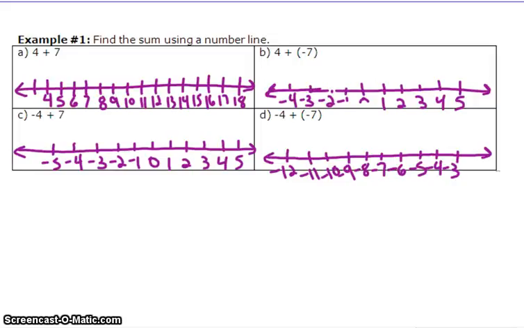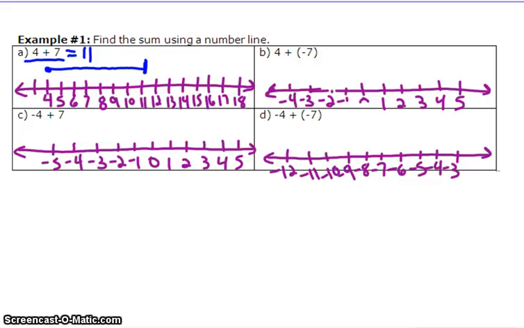So our first example is finding sums, but we're doing this using a number line. Now, on a number line, if I have 4 plus 7, I'm going to start at 4, and I'm going to do this above the number line so you can see it. And since it's plus 7, it's a positive 7, I'm moving to the right 7 spaces. So 1, 2, 3, 4, 5, 6, 7. So I stop at 11. So 4 plus 7 is 11.